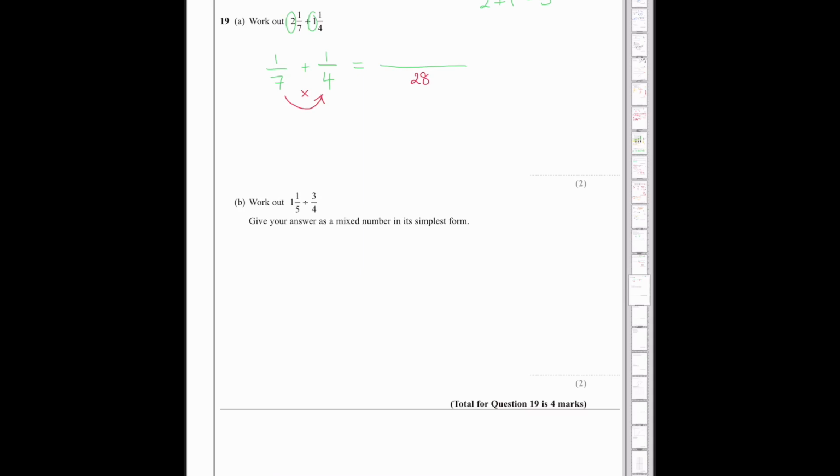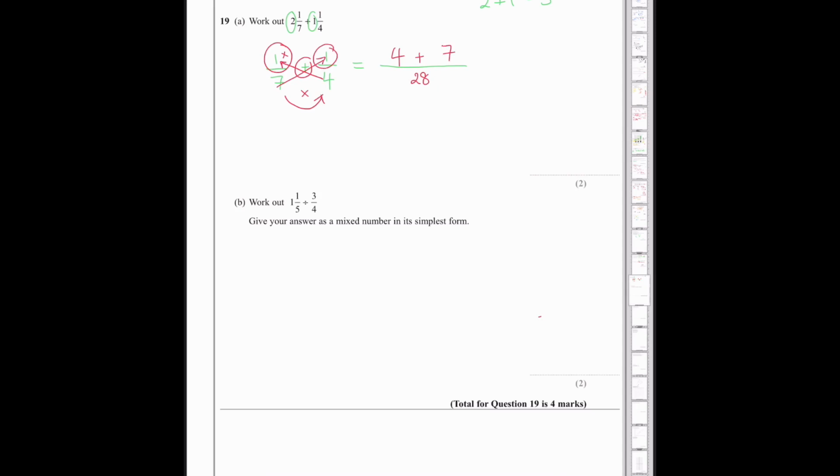Then what we're going to do is cross multiply. Your add symbol still goes in the middle because we're adding. If it was a subtraction, then it would be subtract. But it's add. And then we're going to do 4 times 1, which is 4, and that will go where the 1 was. We're then going to do 7 times 1, which is 7, and that will also go where the 1 was.